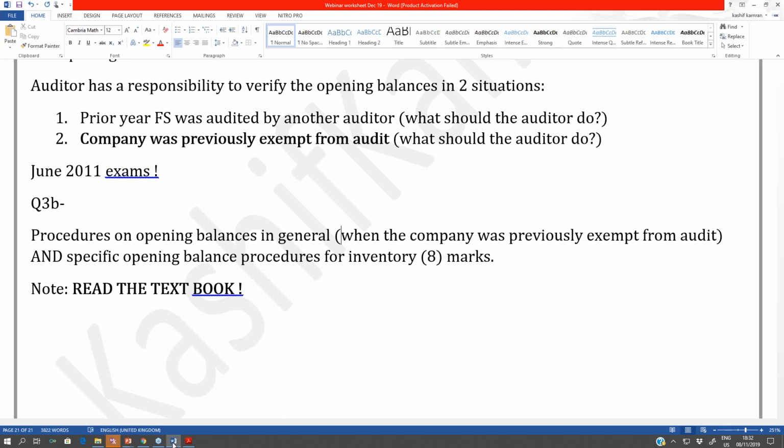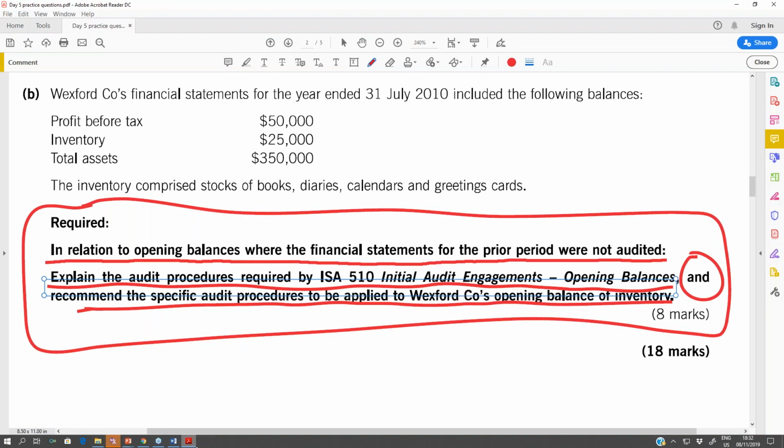There is no article, so you need to go to the textbook to revise the topic. And this is the June 11 question, which has been shared with you in resources, because this is an old question. So I thought I should share that with you, so at least you have this question in black and white, and you can then drill the answer for 8 marks.